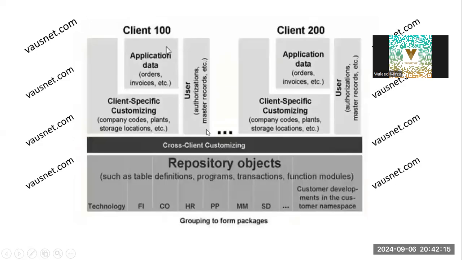Now, this is how client is defined in SAP. There are repository objects like module configurations and custom programs that reside here because these are cross-client. Over here, we have application data, which is like orders, invoices, purchase orders. Okay, these reside on a client level. Then we have client-specific customizing like company codes, plants, the organizational units. And then we have authorizations for the user. And authorizations can be limited over here, and they could be restricted or unrestricted, whatever the requirement may be.